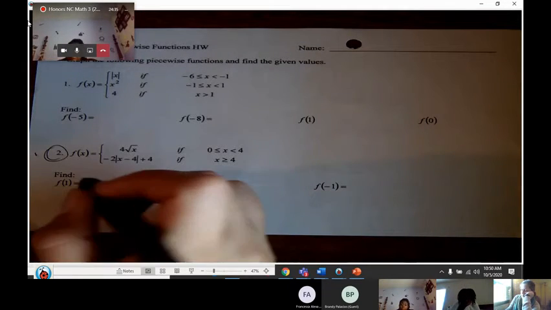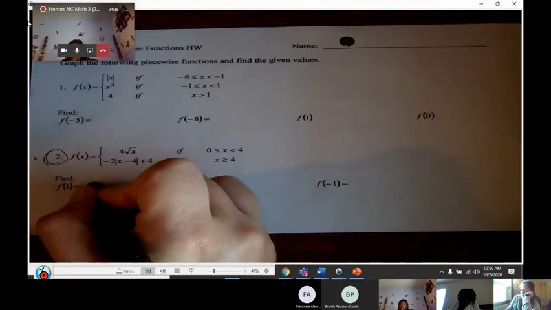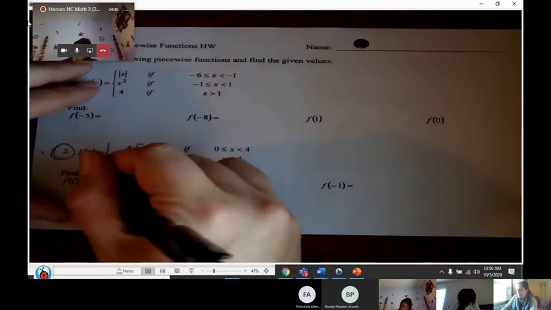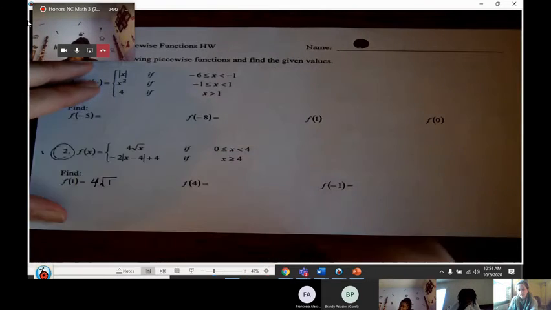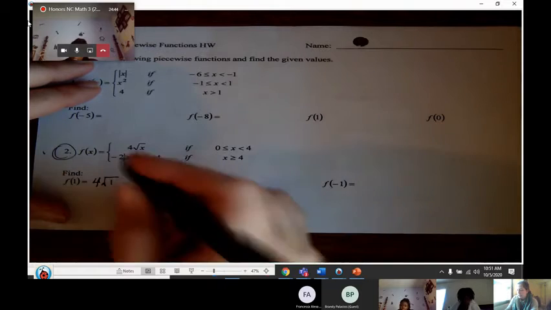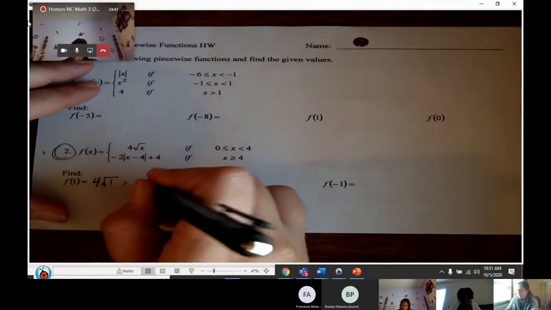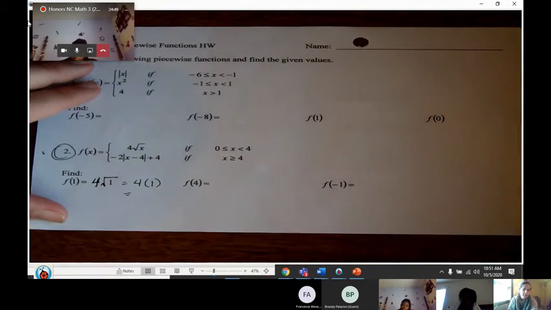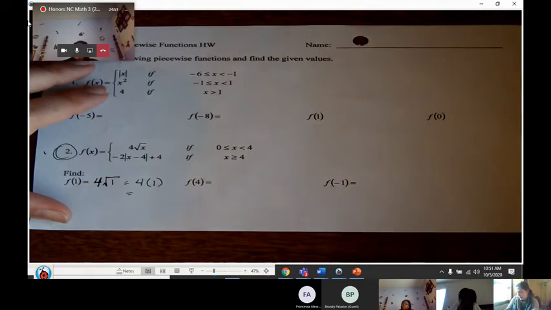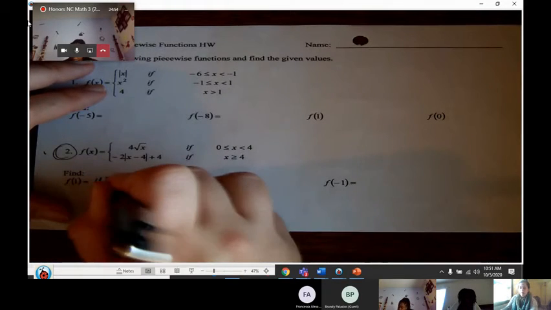And so we're going to sub it into this function. So we're going to have 4 times the square root of 1. And the square root of 1 is just 1. So this is 4 times 1. And what did we get as our final answer? 4. Perfect. Okay.